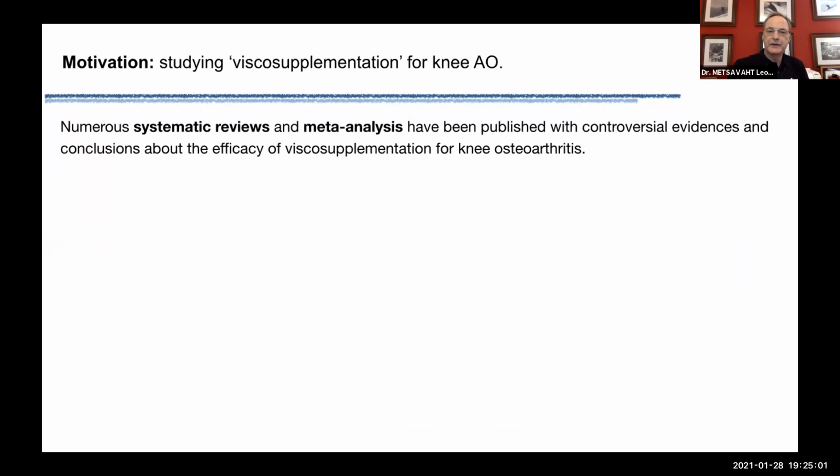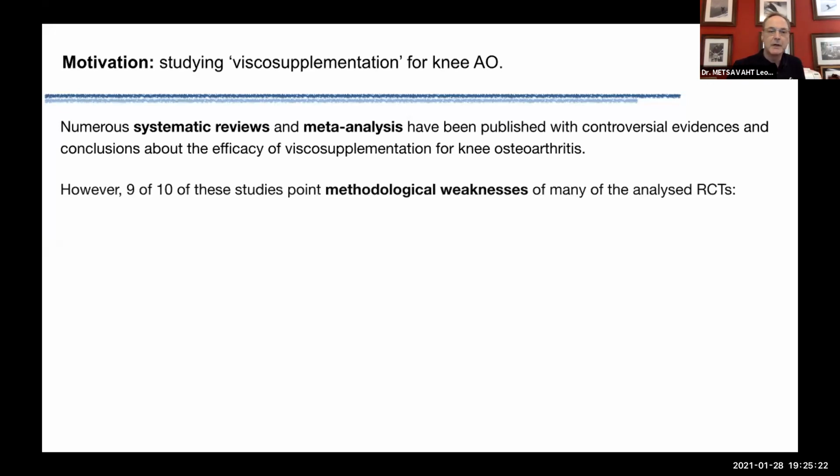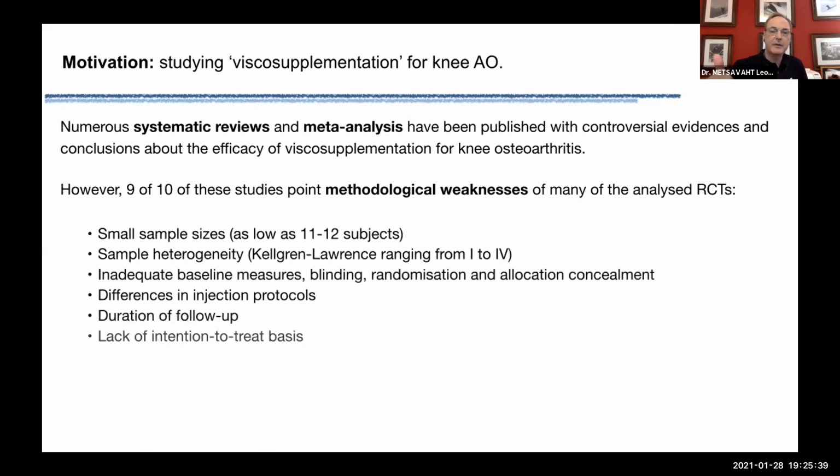We went to these systematic reviews and meta-analyses, and we started studying what was controversial in their conclusions, what controversies the authors would discuss in their papers. We saw that the authors themselves pointed out, bulleted, some things that were very important. In 9 of 10 papers, all of them showed methodology weaknesses in these RCTs. They said that most RCTs had small sample sizes.